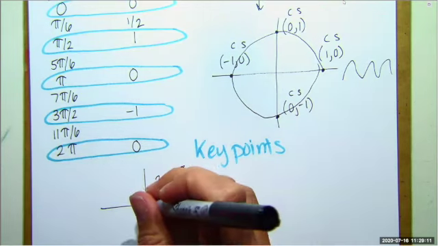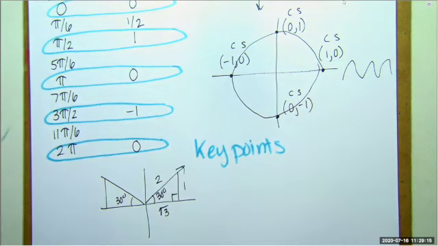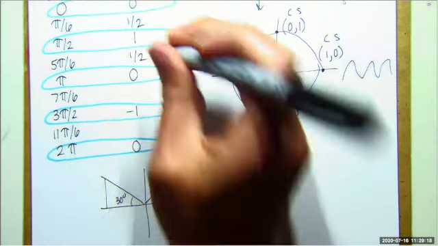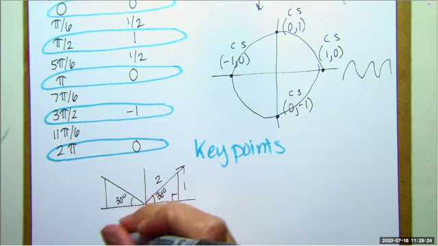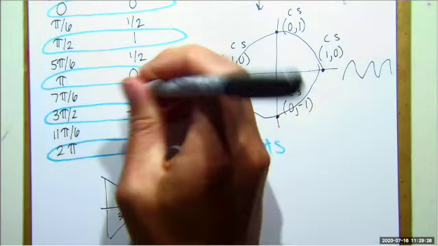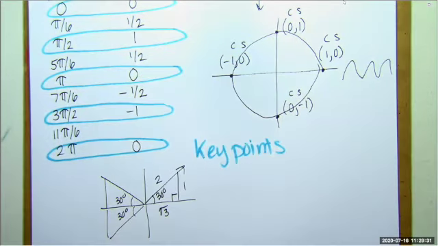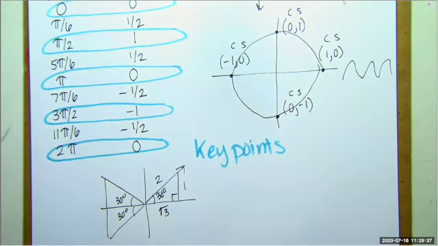5 pi over 6, we have the same triangle in the second quadrant. So we also get positive 1/2 because sine is positive in the second quadrant. I picked all the same ones. So 7 pi over 6, that would be in the third quadrant, same triangle. But in the third quadrant, sine is negative, so we're going to get -1/2. In the fourth quadrant, 11 pi over 6, same triangle, sine is negative. Okay, so those extra values in there are just to convince you of the shape of the graph.